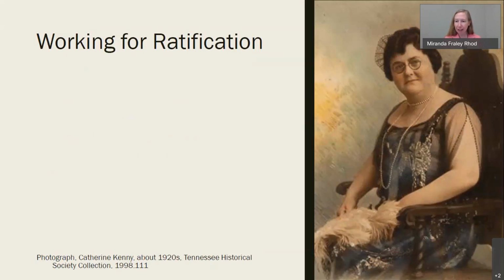Catherine Kinney, shown here, was on the ground in Nashville. She helped organize for ratification. She was the ratification chair for the League of Women Voters. And before that special session, Tennessee suffragists throughout the state are visiting legislators in their home communities, advocating for the 19th Amendment.